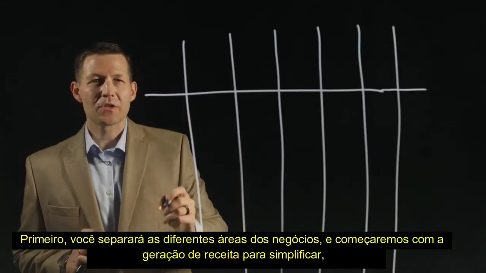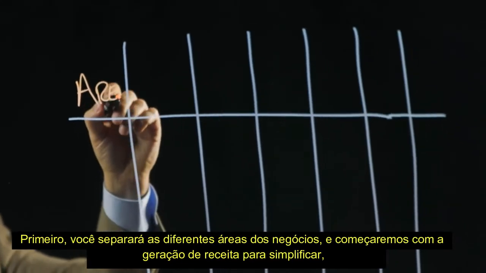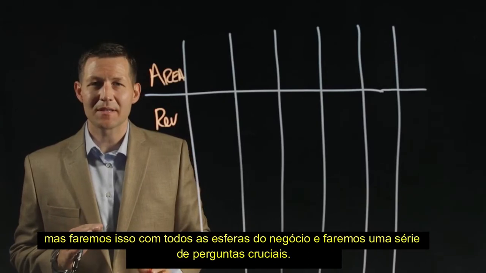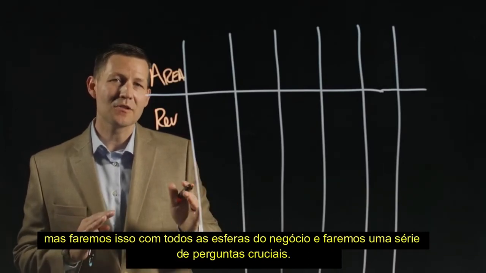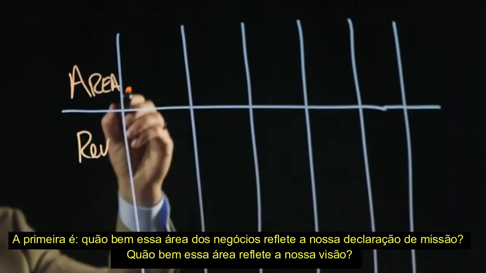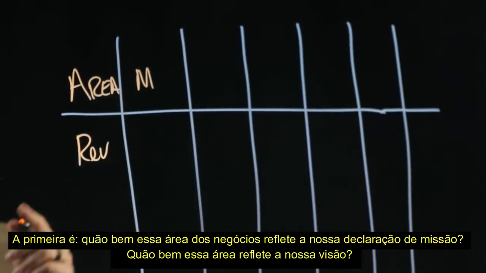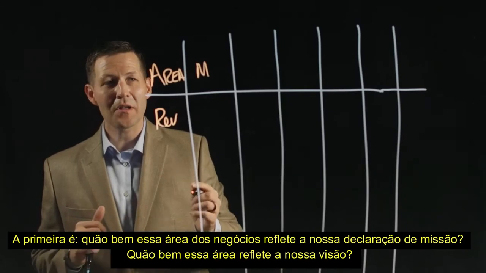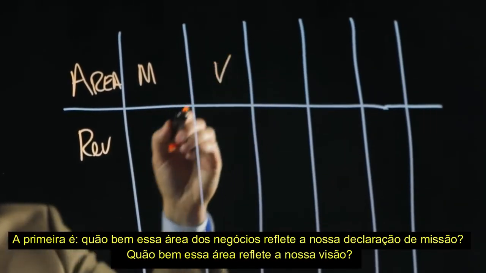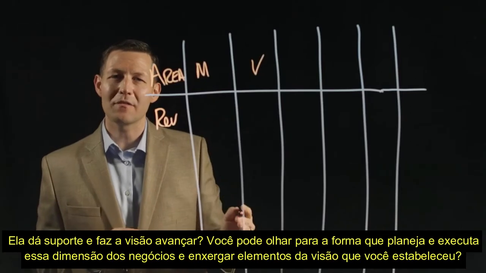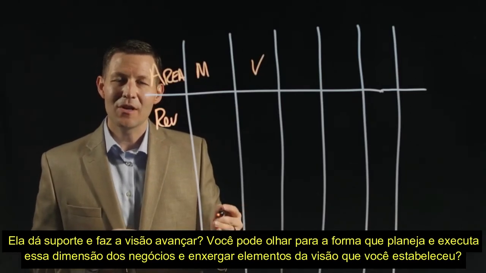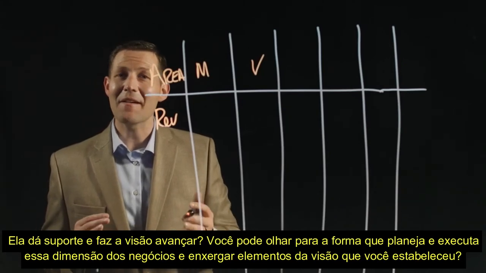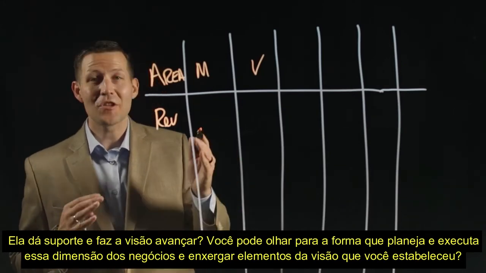So first thing we're going to do is take the different areas of the business, and we'll start with revenue for simplicity, but you're going to do this across all domains of the business, and we're going to ask a series of critical questions. The first is, how well does that area of the business reflect the mission as stated of our business? How well does that area of the business reflect the vision? Is that area of the business supporting the vision? Is it advancing the vision? Could you look at the way you plan and execute that dimension of the business and see evidence of the vision that you've got stated?